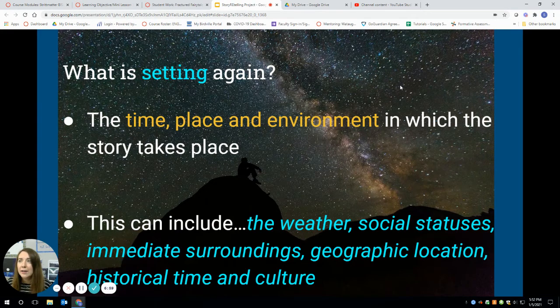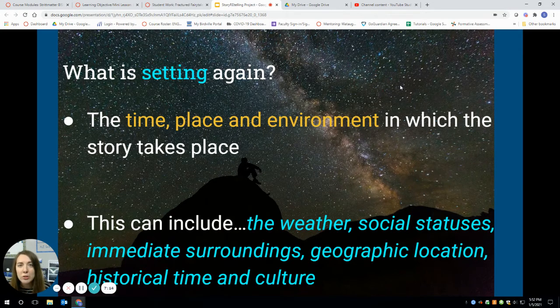So the setting, Egypt could be a setting. The time matters. Are we talking like ancient Egypt? Are we talking like 1940s Egypt? Are we talking like modern day Egypt? So setting needs to include a time and a place.